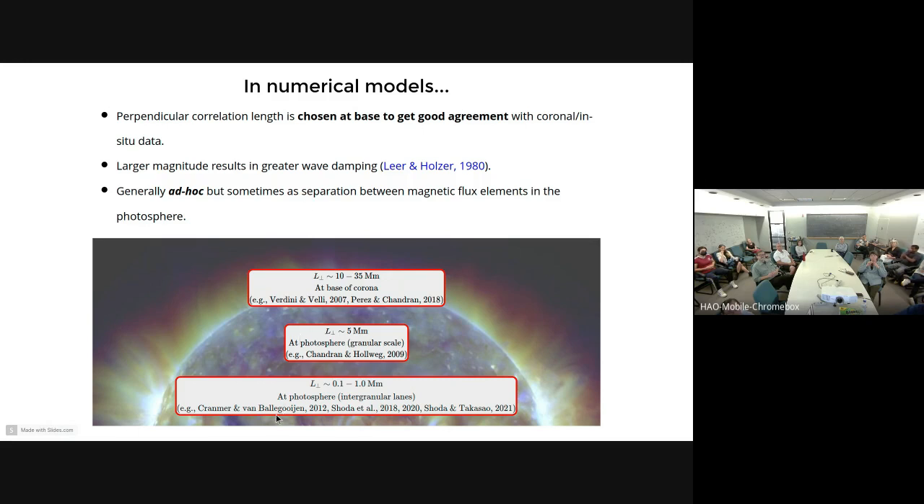Here are a few examples of models where L perpendicular was estimated at the photosphere, at the scale of the magnetic flux elements that we observe in the intergranular lanes, of size 0.1 to 1 megameter. We have some examples where it is used at the photosphere at the granule scale, so L perpendicular was nearly around 5 megameter. And then we had a few examples at the base of the corona, right above the transition region, at a scale size of around 10 to 35 megameter. So we didn't have a particular idea from the observations of what exactly this value should be, and that is what we aim to investigate in our research.